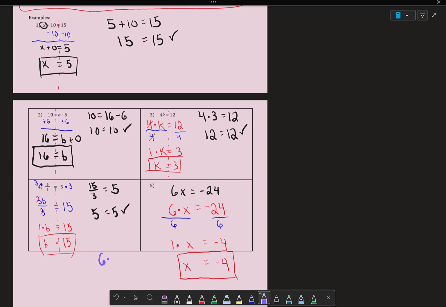And of course, when I take negative 4 and substitute it back in for x, 6 times negative 4, a positive times a negative, gives us a negative. So negative 4 is the solution.